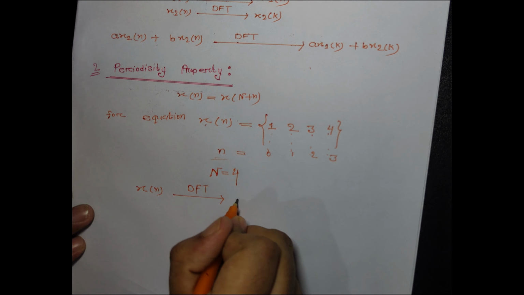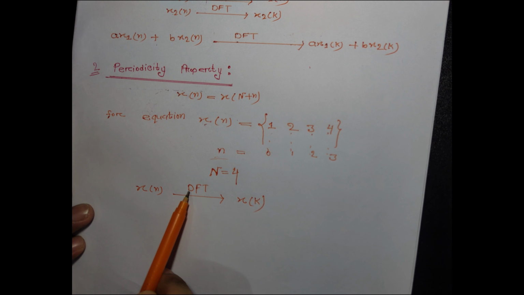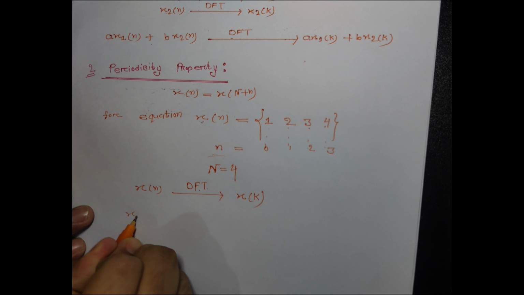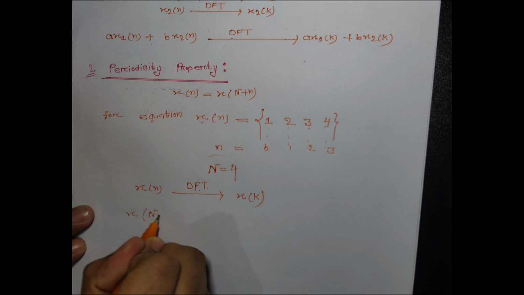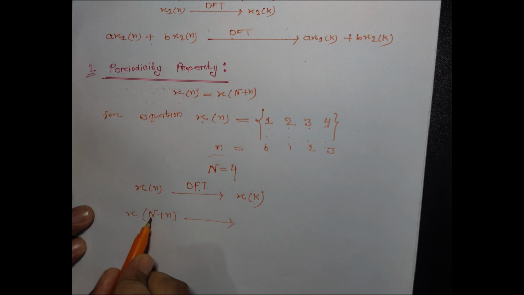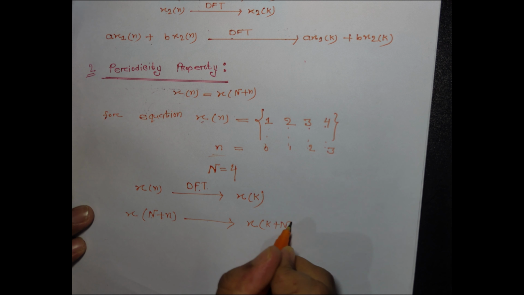If the discrete Fourier transform of x[n] is equal to X[k], then the discrete Fourier transform of x[n plus N] equals X[k plus N].